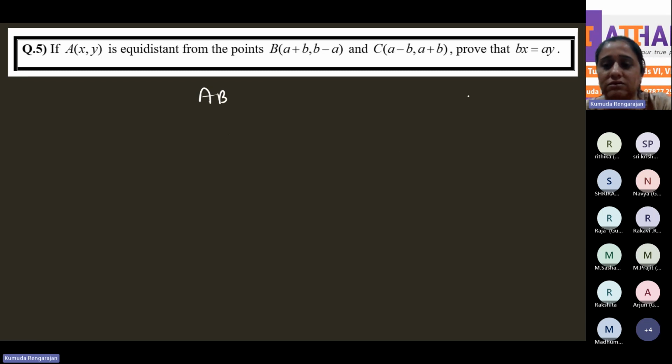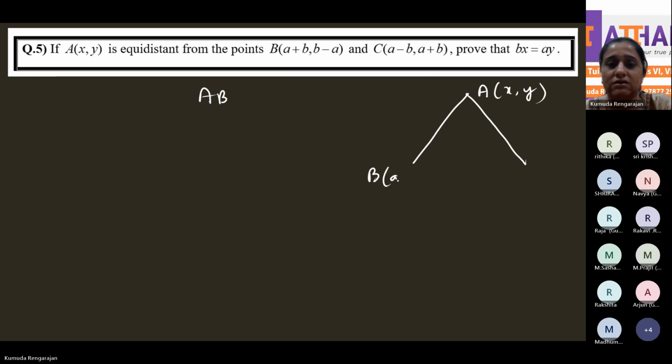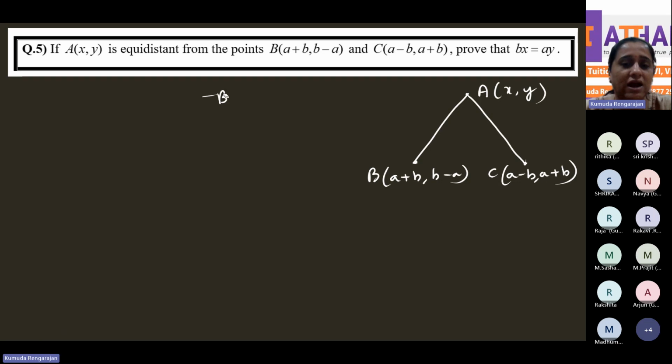You can just make a representation like this. A is (x, y), B is (a plus b, b minus a), and C is (a minus b, a plus b). So you should start working with the condition. The condition is AB is equal to AC because A is equidistant from B and C.